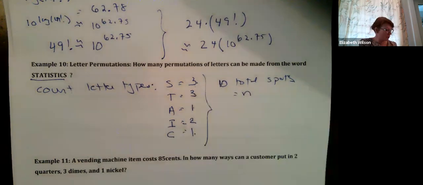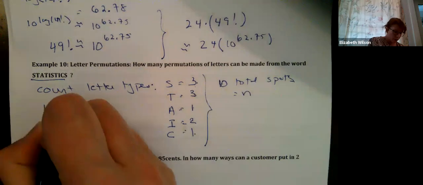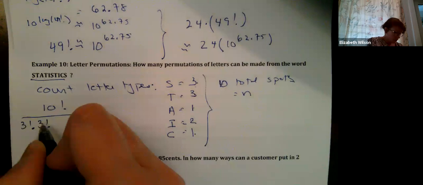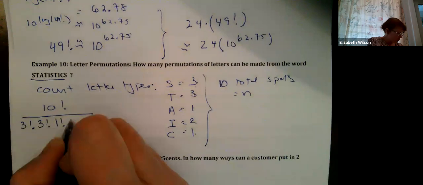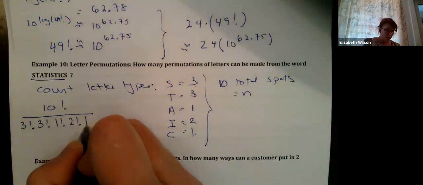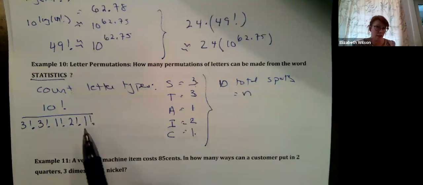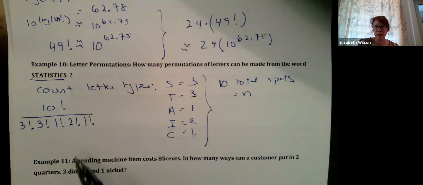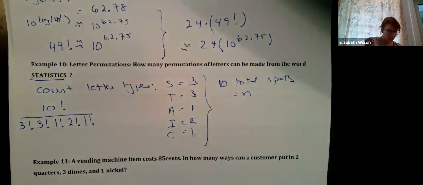So I'm going to put all these together. I have 10 factorial divided by 3 factorial times 3 factorial times 1 factorial times 2 factorial times 1 factorial. I'm putting in the 1 factorial so that you can see that it's there. You should get in the habit of putting those in too. In reality, 1 factorial is equal to 1, so it's not going to affect your product much.